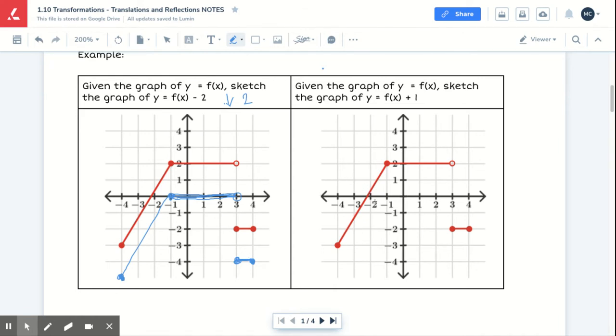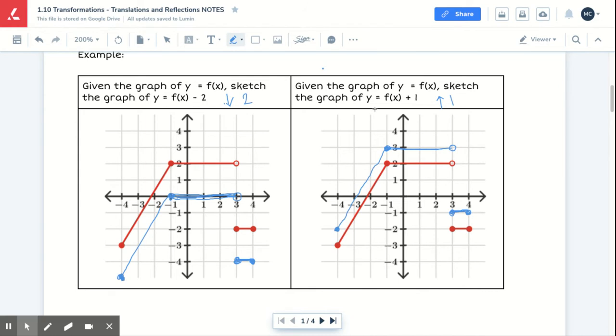So now I want you to try the second one that's over here. This one says, given the graph of y equals f of x, which is the same graph we started with last time, sketch the graph of y equals f of x plus 1. So what I want you to do is verbally say how it's going to change, and then make it happen on the graph. I'll pause the video here and complete that and then come back.